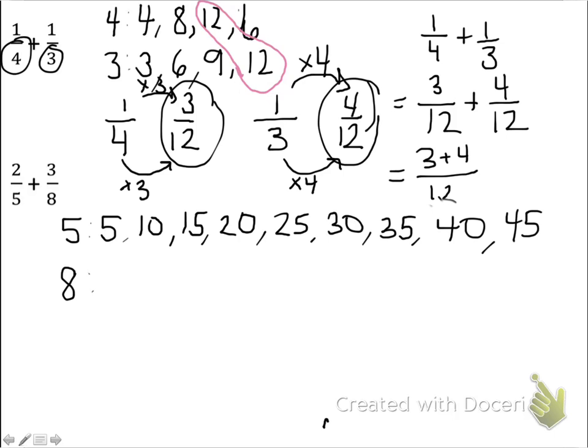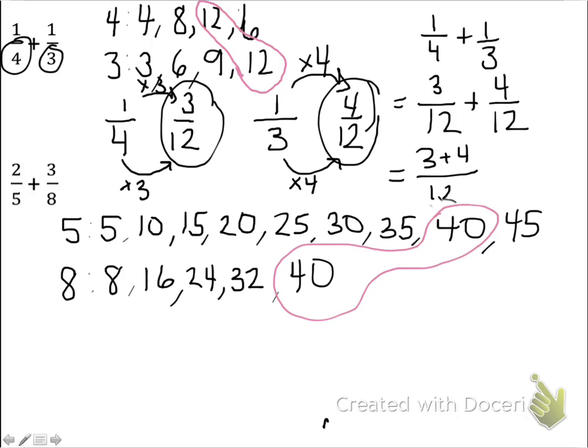Now it's time for 8. 8 times 1 is 8. 8 times 2 is 16. 8 times 3 is 24. 8 times 4 is 32. 8 times 5 is 40. And ding, ding, ding, ding, we can stop because we have a match.